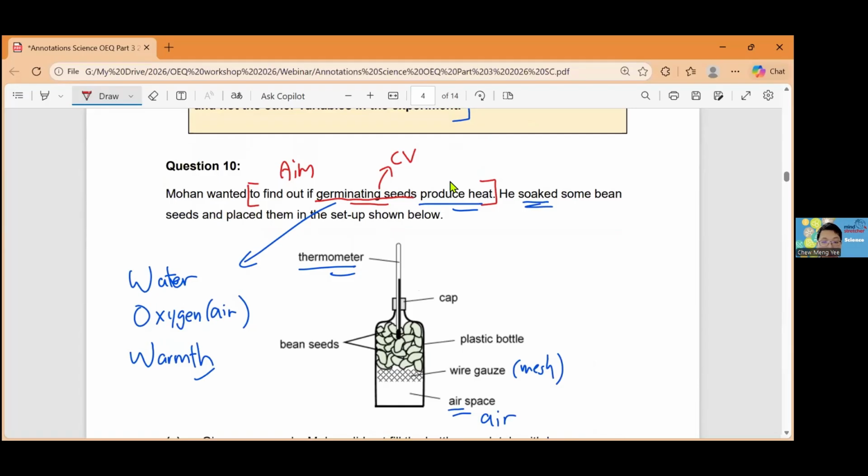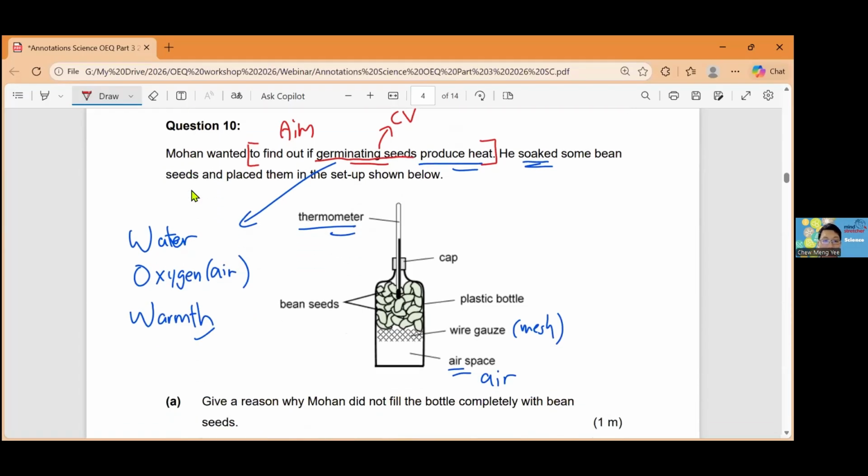So how do I not test the change variable? Okay, good. A setup where there is no germinating seeds, you mean. So you want a setup where there is no seeds. Yes. Place the same setup and the seeds are not soaked. Okay. Correct. Chloe as well.